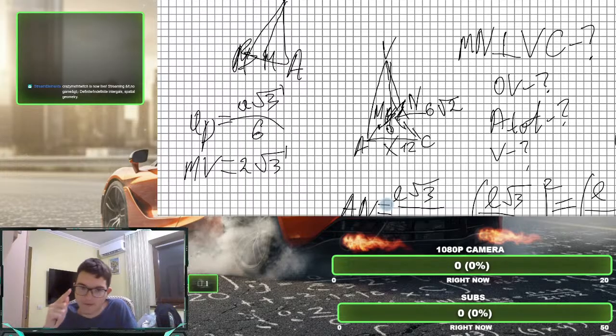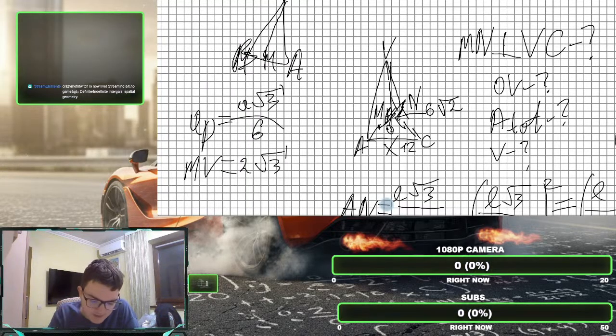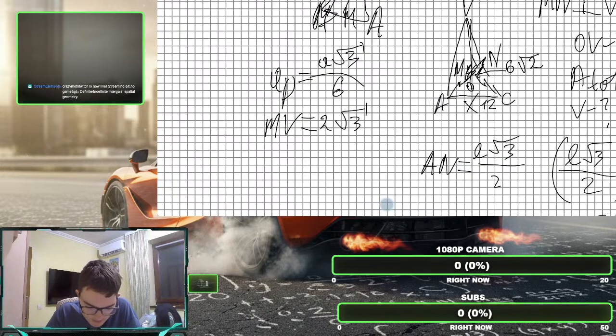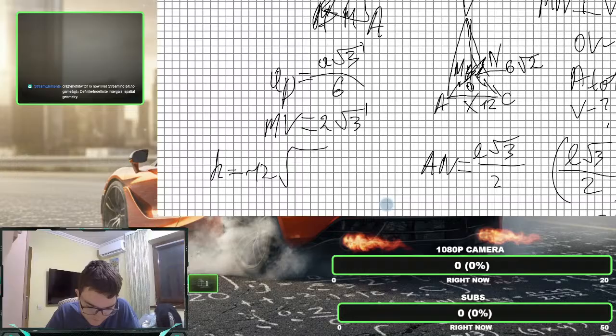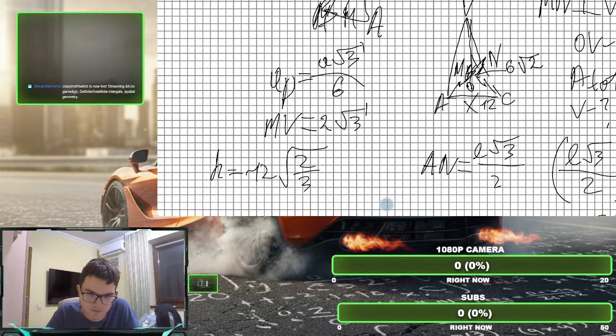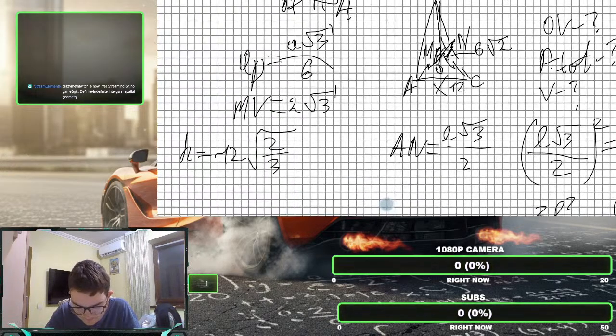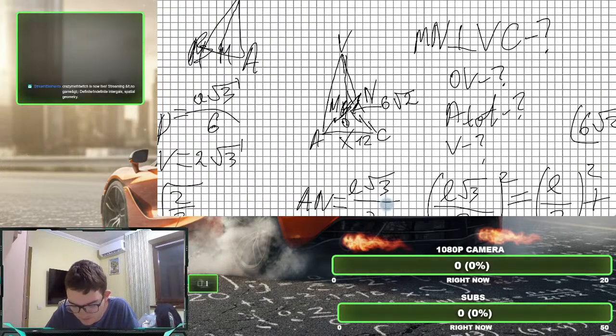Oh, I have a formula for the height. I didn't even need this apotem. I found it. Height formula. You just put a, which is 12, and then just put this. That's it. That's our height. How can you remember this? Anyway, I got a height. You're happy now? Moving on.